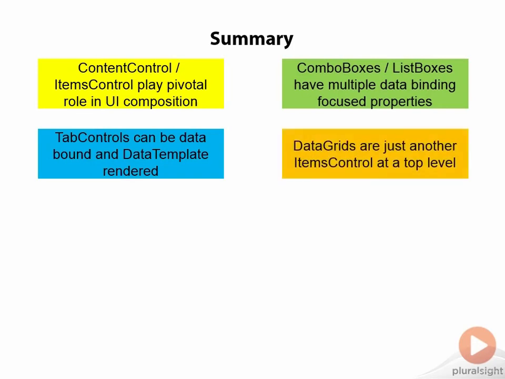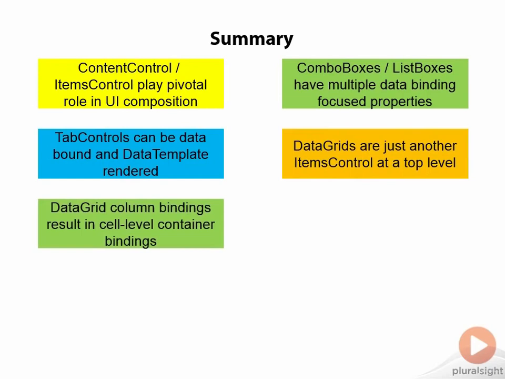We drilled into data grids and got familiar with the key properties associated with data bindings and the things you could do there. Covered the fact that data grids are really just an items control that's going to render out rows for each of the items in the data-bound collection. Data grids are defined through columns, but the columns aren't really part of the data grid at runtime, as I emphasized. Column definitions result in rows and cells being rendered, so the bindings you specify at a column level really result in cell-level container bindings at runtime.